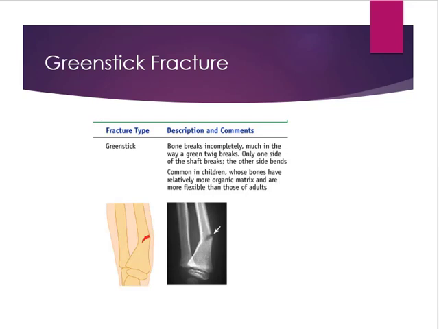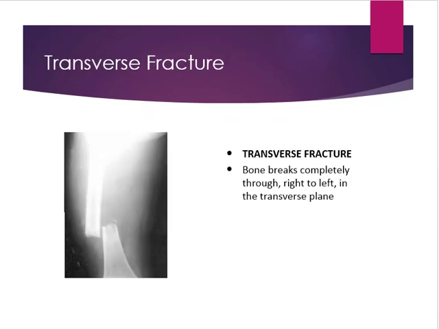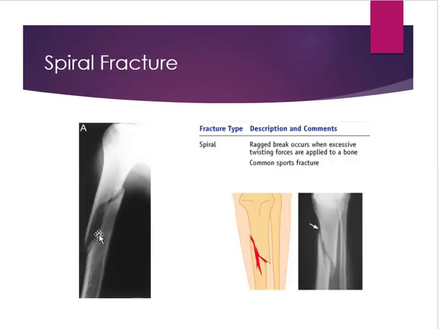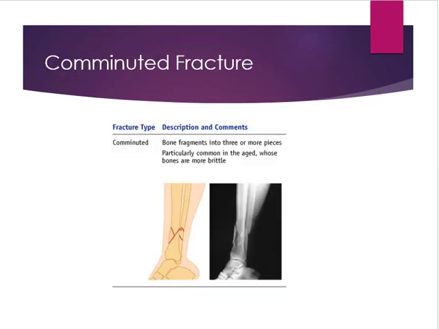complete. We have a transverse fracture where the bone breaks completely through from right to left in a transverse plane, almost like a straight line across. We have an oblique fracture where it typically goes from an upper point to a lower point, in an oblique plane. We have a spiral fracture, and this fracture is almost like someone has put a hand here and here and twisted. Okay, it's often seen in sports fractures. We have a comminuted fracture, and that's where it's in 3 or more pieces.